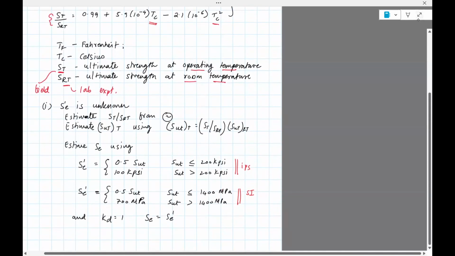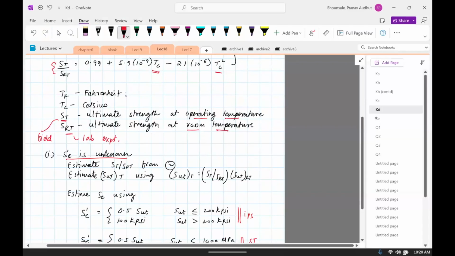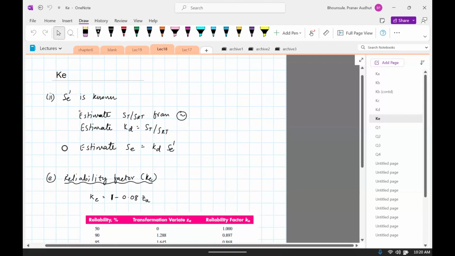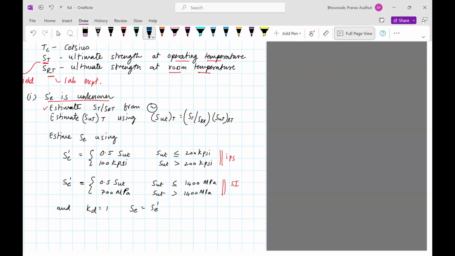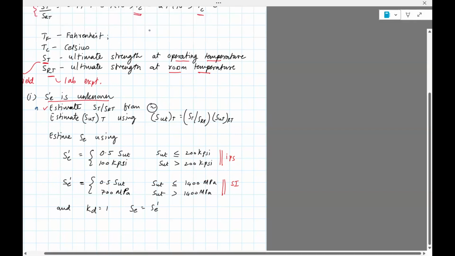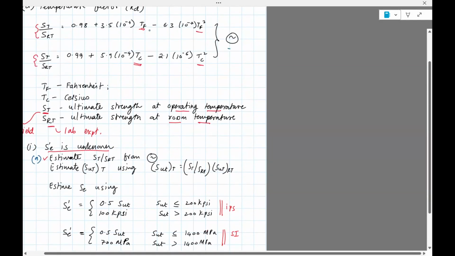Now there can be two scenarios. SE prime is unknown and SE prime is known. Okay, SE prime being the endurance strength of the specimen in the lab at room temperature. So what you do is if SE prime is not known, you estimate the ratio, which we did here. So let's just say this is step 1. Okay, so this is the step 1A. So estimate that from the formula I wrote down here, tilde.